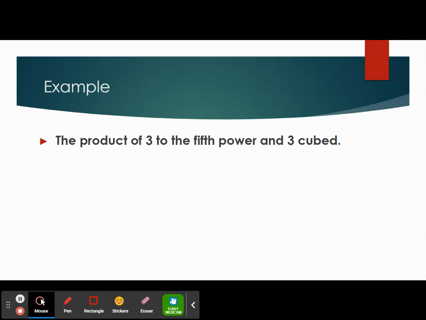Alright, write this statement down for the next example. This is example number 4. The product of 3 to the 5th power and 3 cubed.